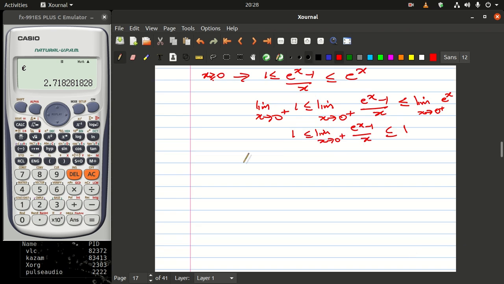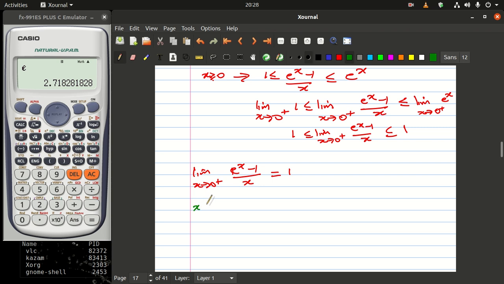So I can conclude now that the limit as x approaches 0 on the right of (e^x - 1)/x is supposed to be the same as just 1. Now doing the same when x is less than 0.